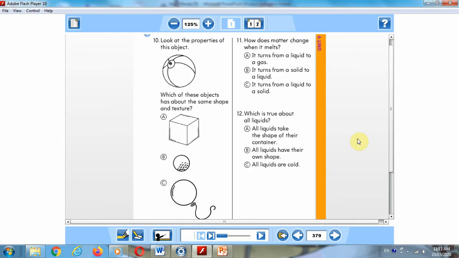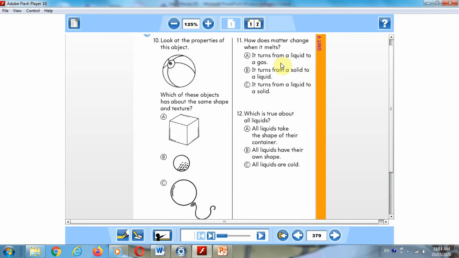Number 10. Look at the properties of this object. It's a beach ball. Which of these objects has about the same shape and texture? Okay, A, it doesn't have the same shape. B and C have the same shape. Which object is also smooth? So it should be round and smooth. Which object is also round and smooth? So the answer is the balloon.